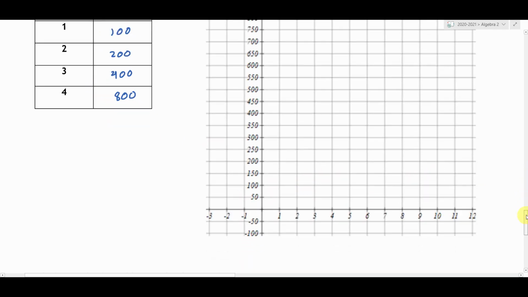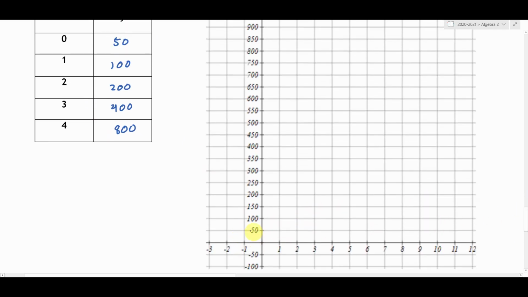Okay? So I just took a situation and I turned it into a table, and now I'm going to graph this thing and see what it looks like. So I'm going to go here, and remember she started at 50, and then it doubled. So after 1 month she's at 100, and then after 2 months she's at 200, and then after 3 months she's at 400, and then after 4 months she's at 800.